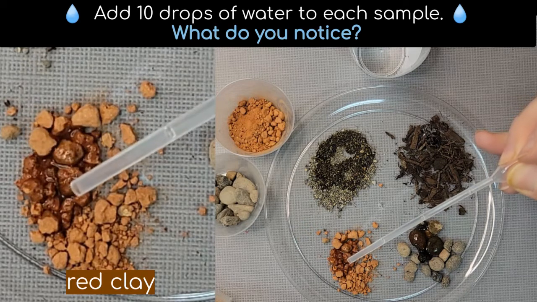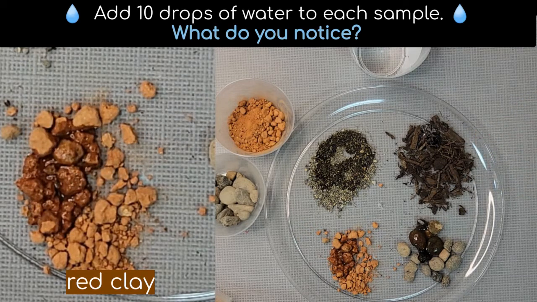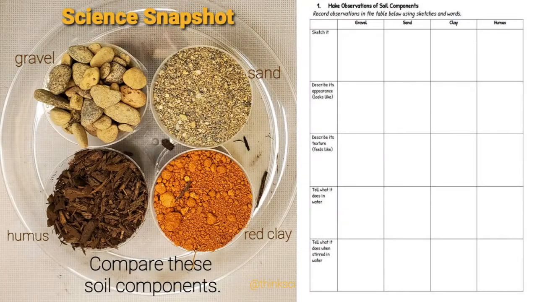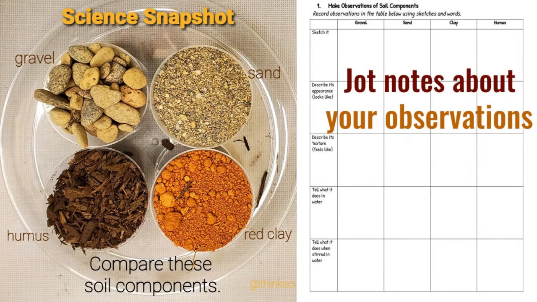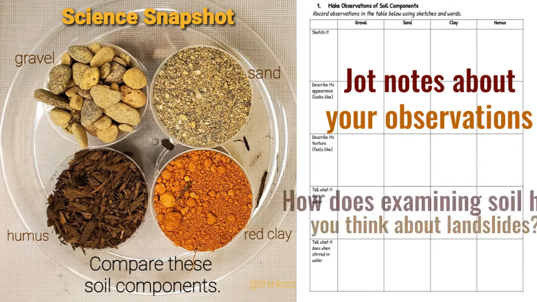What do you notice about where the water goes, or what happens to the soil sample? Remember to take notes in your science notebooks about your observations. Then think about, how does knowing about soil components help us understand how or why landslides might happen?